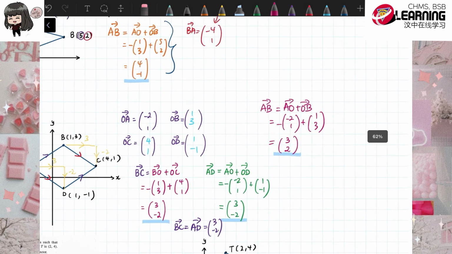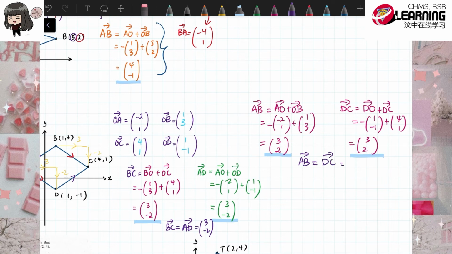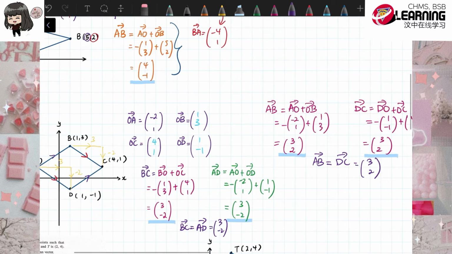And DC is DO plus OC. So DO is the negative of this OD, plus OC. So plus with 4, 1, you get 3 and also 2. So from here, we can also see that the direction of A to B is the same as D to C, which is 3, 2, because they are parallel.